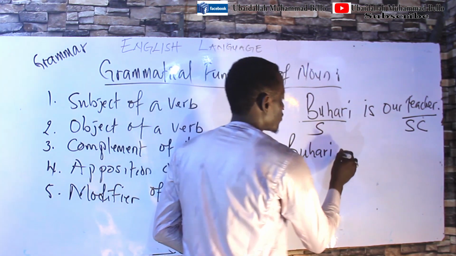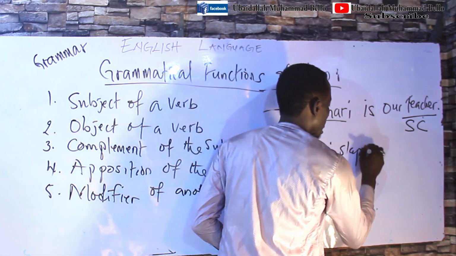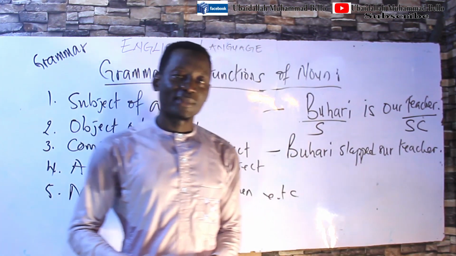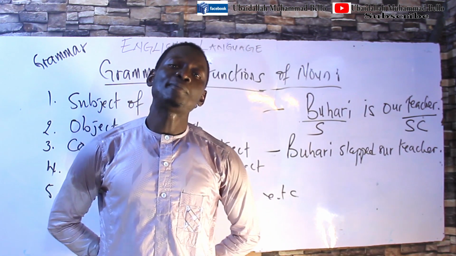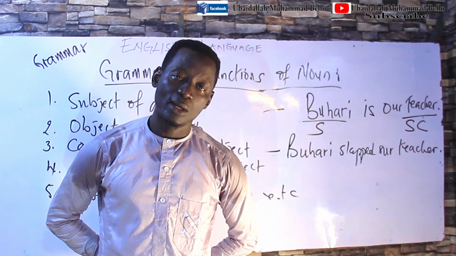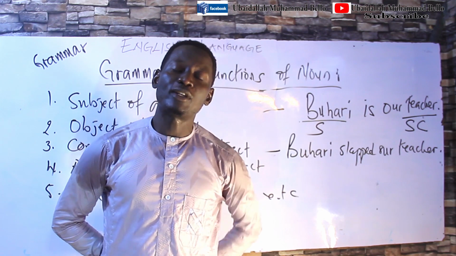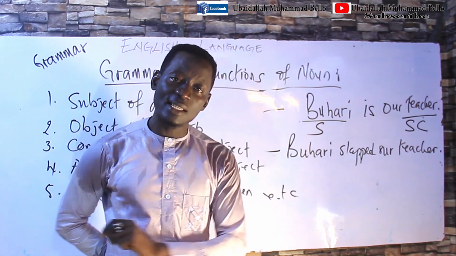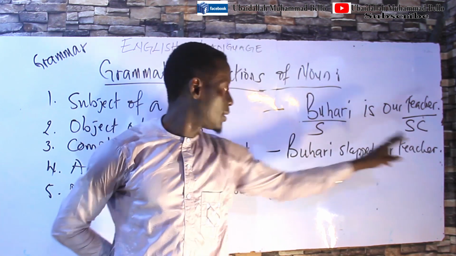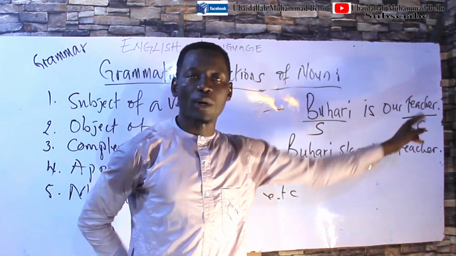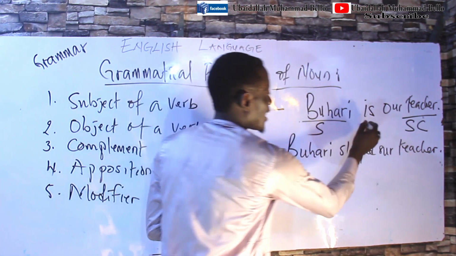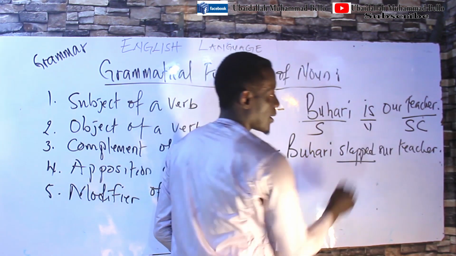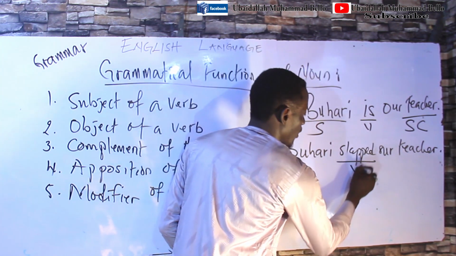You may have a sentence like this. Buhari slaps our teacher. Coming back to our simple discussion on context, which I told you, a word can be contextualized to change its class. In these two sentences, the first one is Buhari is our teacher, and the second one is Buhari slapped our teacher. The difference here is is and slapped. Is is a verb, and slap too is a verb.